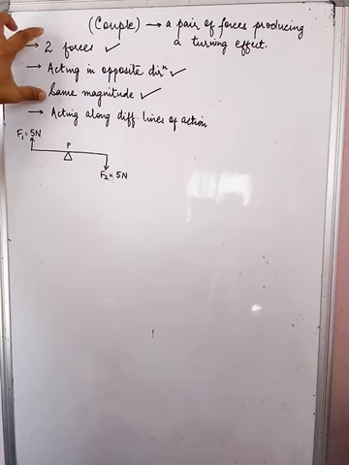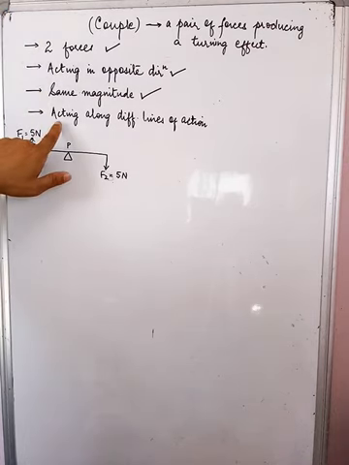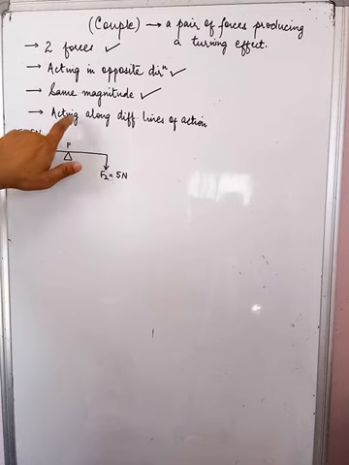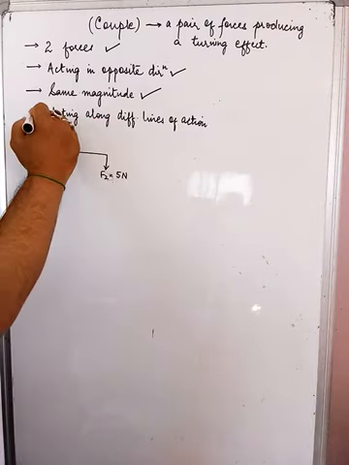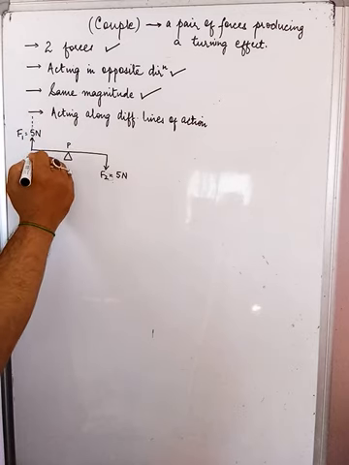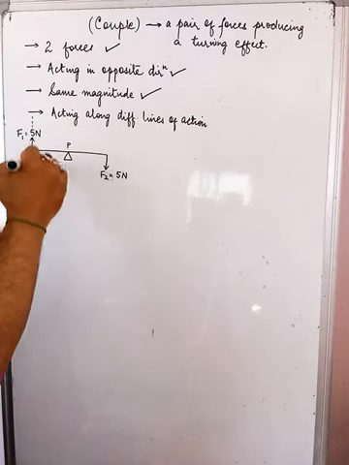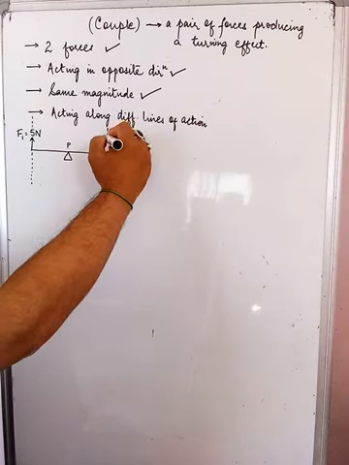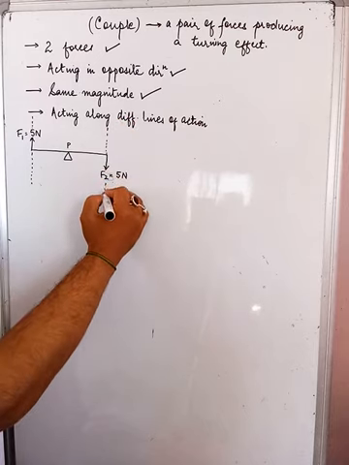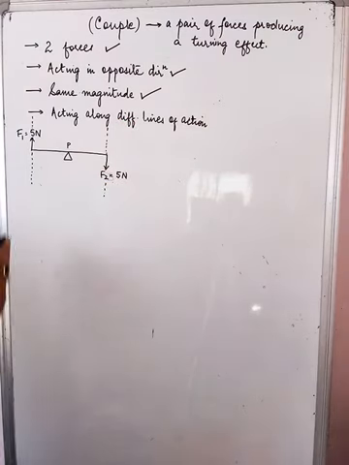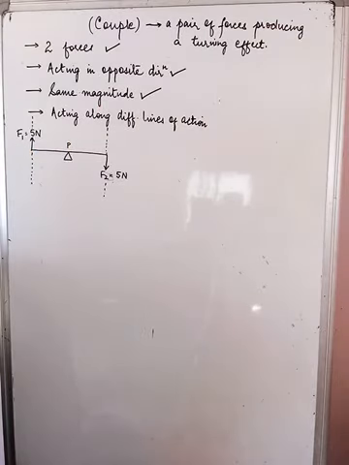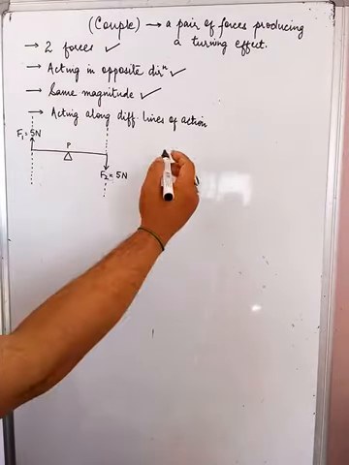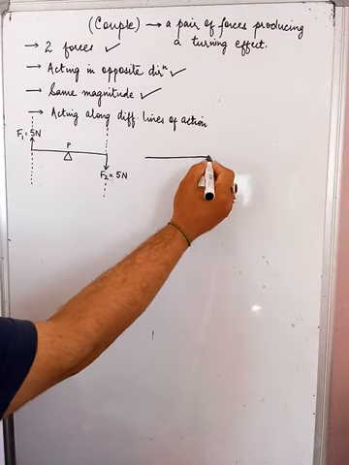Now these 3 points are quite simple to understand. Now what does this point mean? Acting along different lines of action. So the line of action, if I draw of this particular force, this is the line of action of first force, and this is the line of action of the second force. So these lines of action are very different. They are not the same.